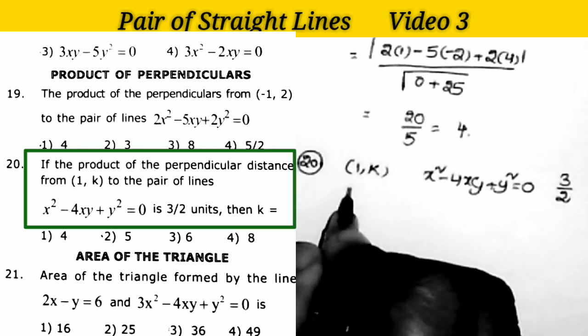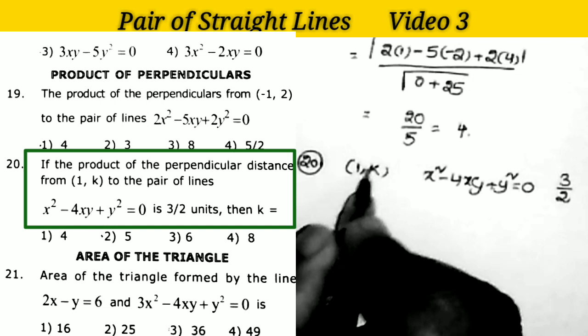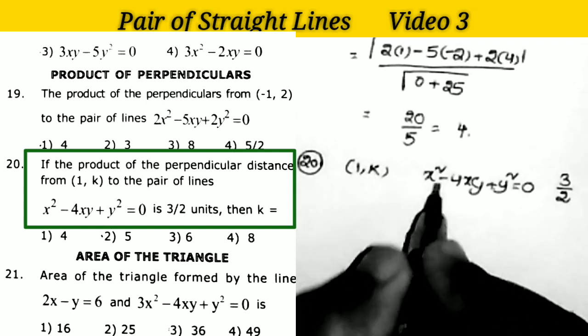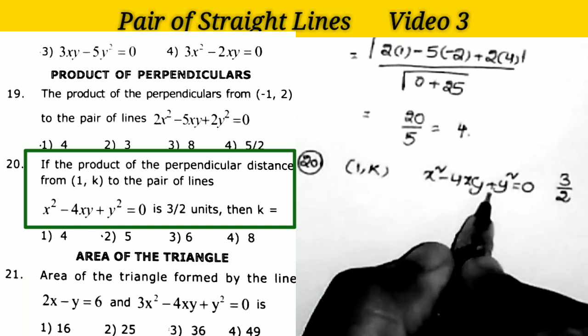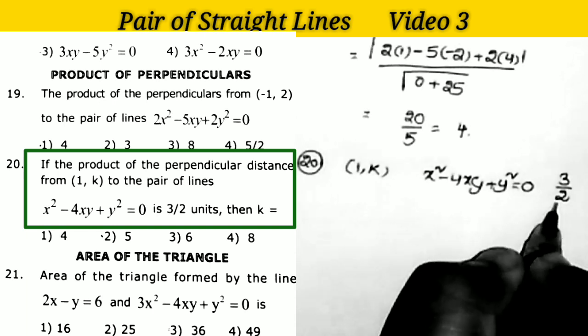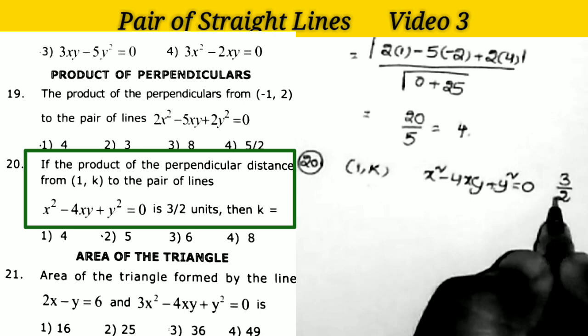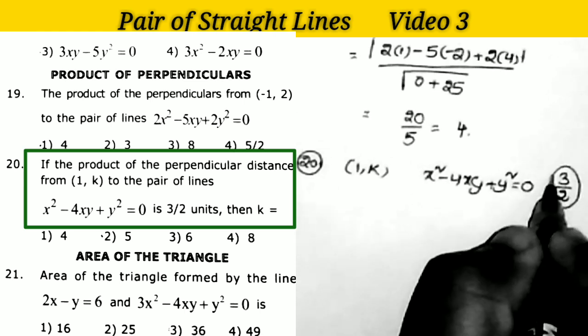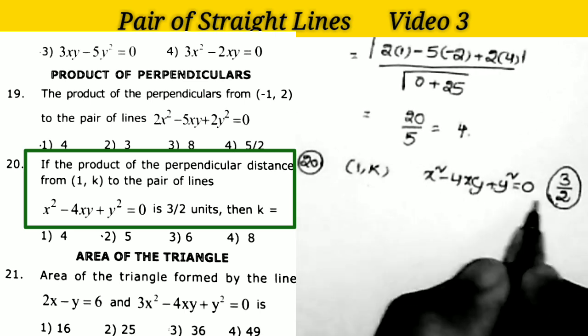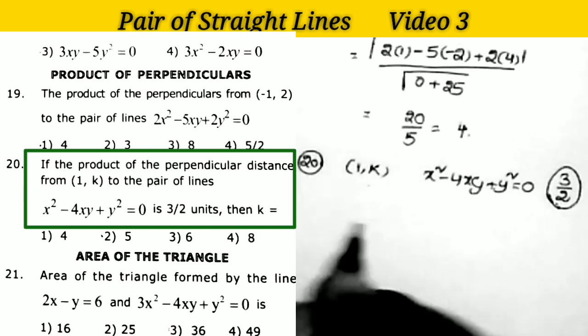Given that the product of the perpendicular distances from (1, k) to the equation x² - 4xy + y² = 0 is equal to 3 by 2, then what is k value? So given that product of the perpendicular distances is equal to 3 by 2. Finding that value and equating that to 3 by 2 to get the value of k.